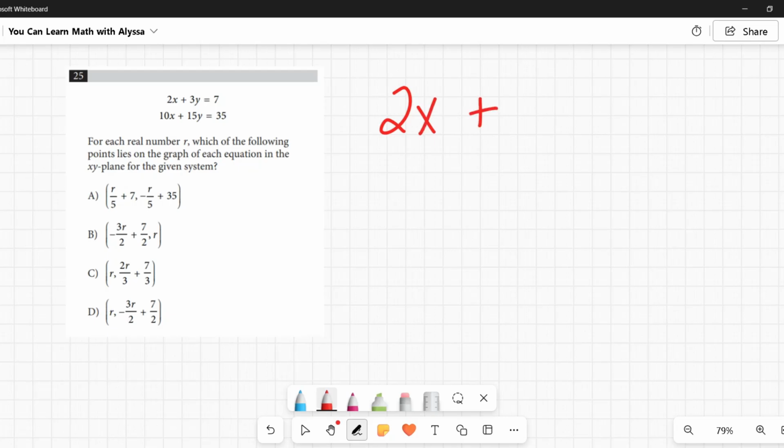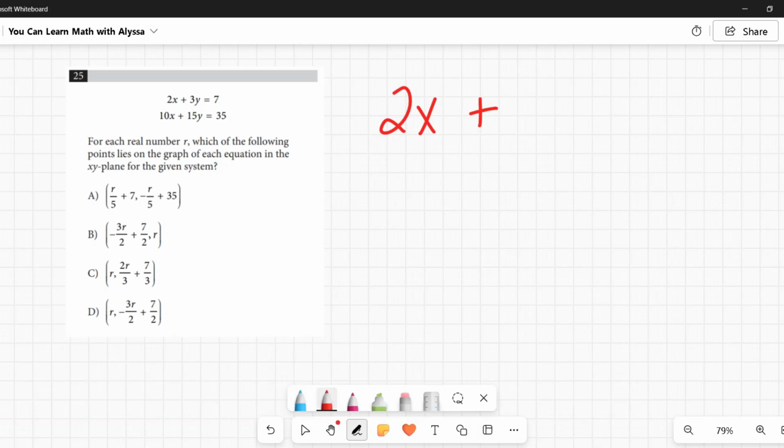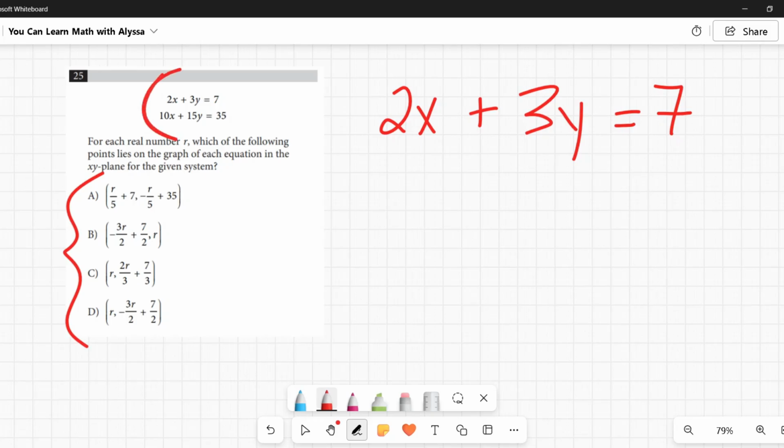Right, we have 2x plus 3y equals 7 and 10x plus 15y equals 35. For each real number r, which of the following points lies on the graph of each equation in the xy plane for the given system? Okay. First things first. It says, which of the following points lies on the graph of each equation? So one of these four options has to be true for both of these.